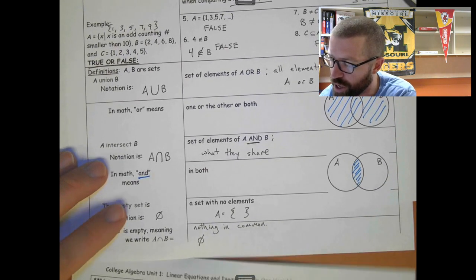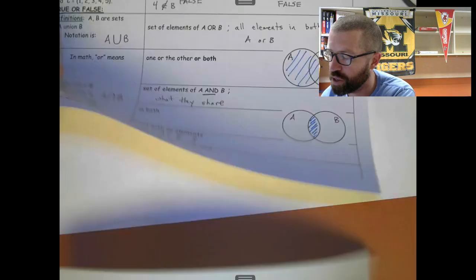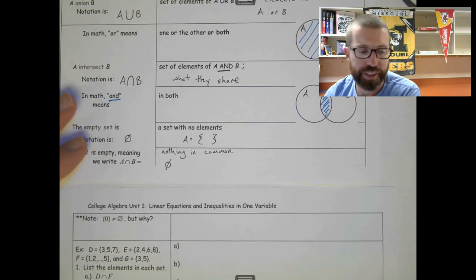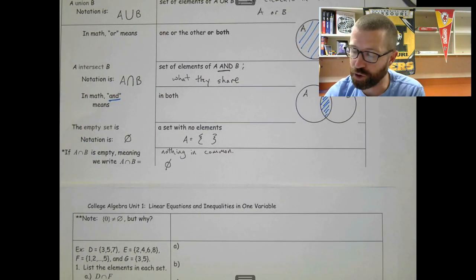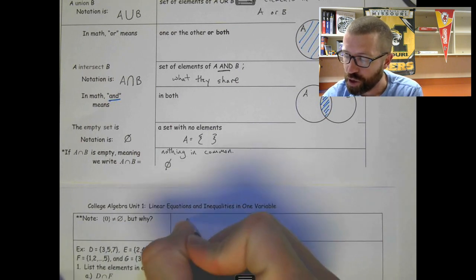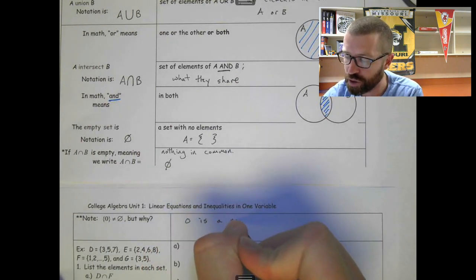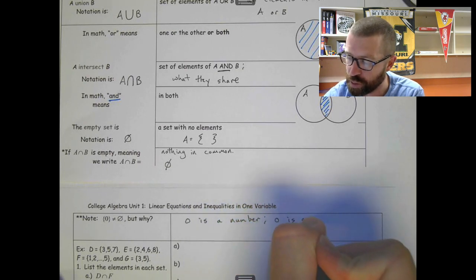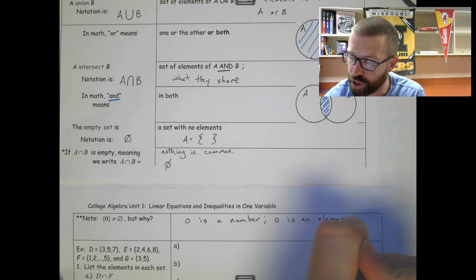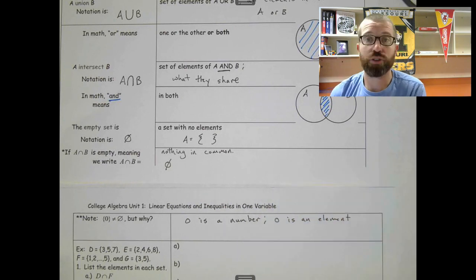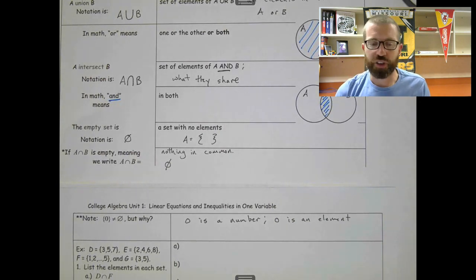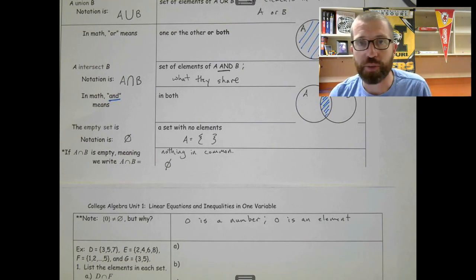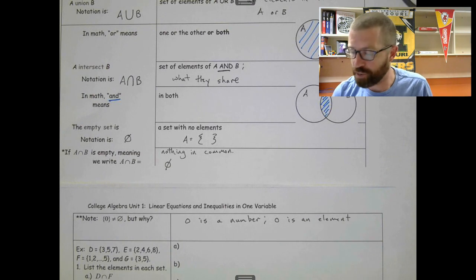Okay, and then as I mentioned, the empty set does not mean 0. So 0 is not equal to the empty set, because 0 is a number, or 0 is an element. So if 0 is in the set, then the set is no longer empty. It has something in there. It just happens to be 0, which we often equate with nothing. That's pretty confusing, but just keep that in mind. The empty set and 0 are not the same thing.